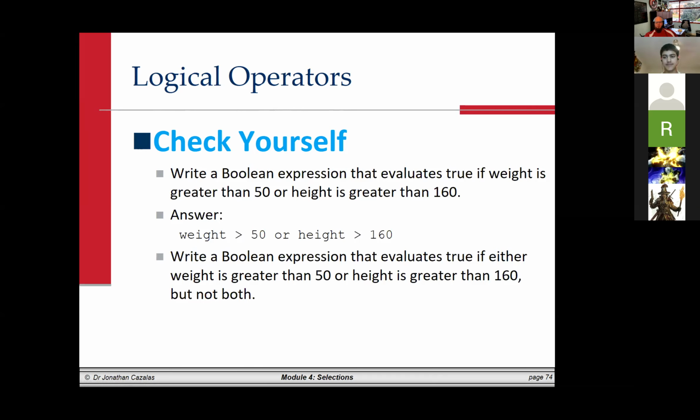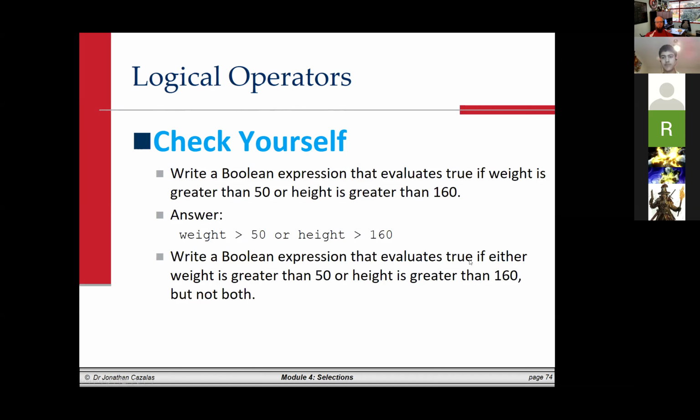Am I unmuted? Yes, you are. Okay, good. I'm sorry. You want to try this one, Rebecca? Okay. If weight greater than 50 or height greater than 160. Oh wait, hold on. Yeah, this one's not as easy to figure out.